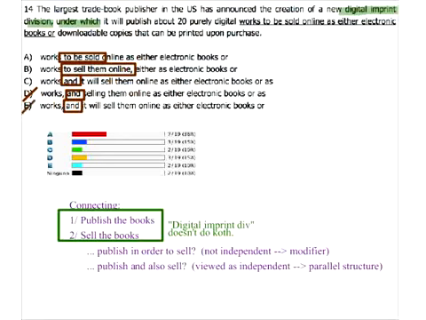Any questions about that? If you have them, go ahead and type them in the text box.